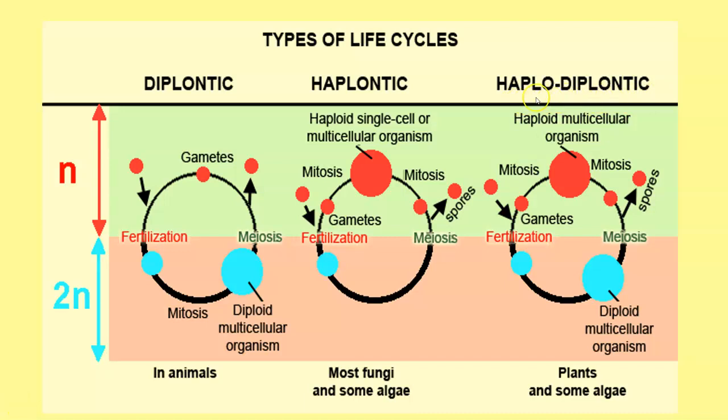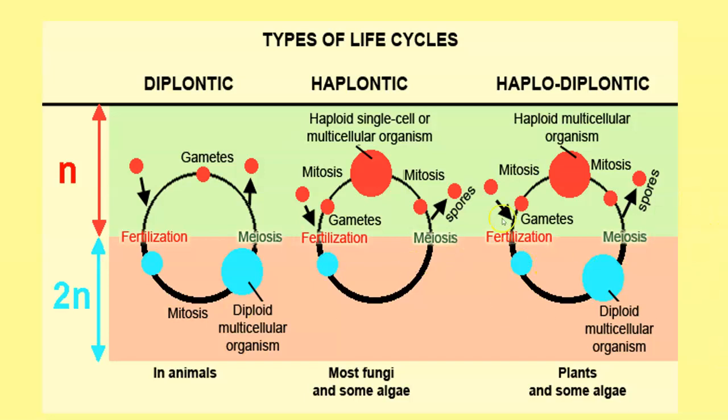Then we have the third type of life cycle, which is called haplodiplontic. As the name suggests, it follows both the haplontic as well as the diplontic life cycle. If you compare the images, you can see that both the images put together will give you the image of the haplodiplontic life cycle. Now what is happening here? Mitosis occurs in both the diploid as well as the haploid cells. These organisms undergo a phase in which they are multicellular and haploid, that is the gametophyte, and a phase in which they are multicellular and diploid, that is the sporophyte.